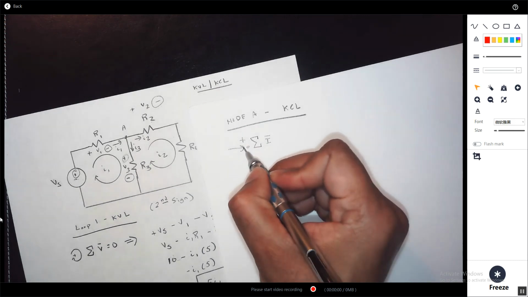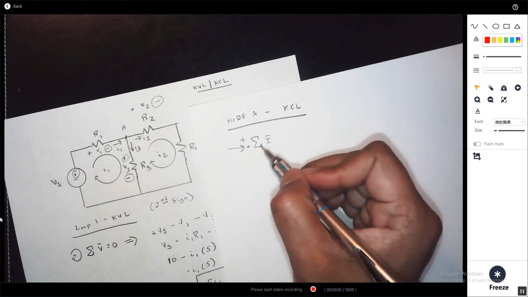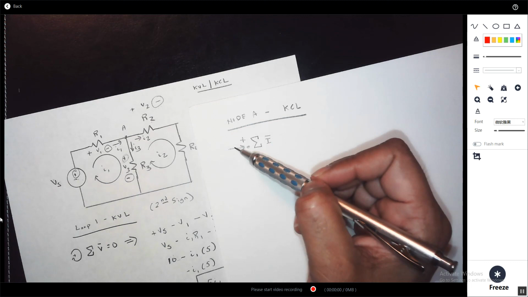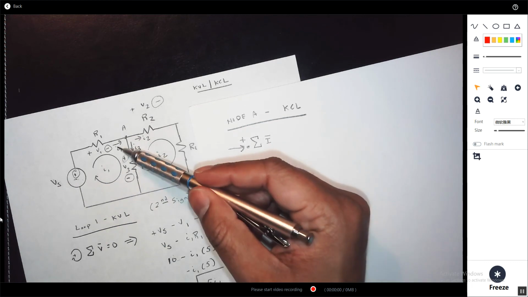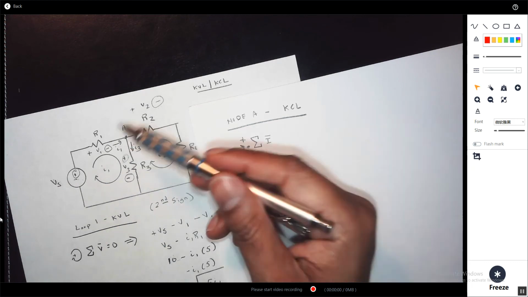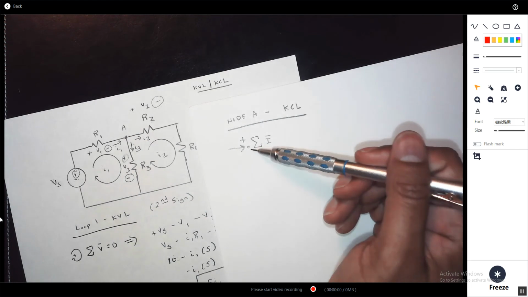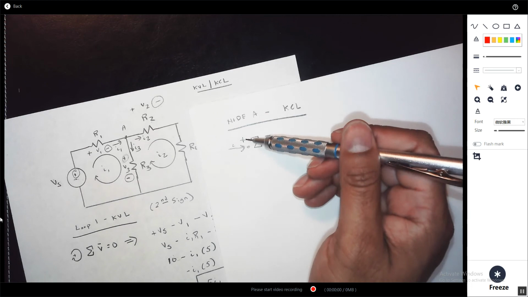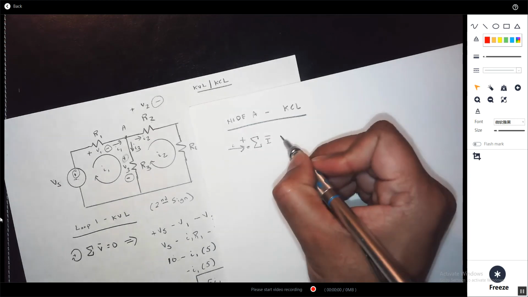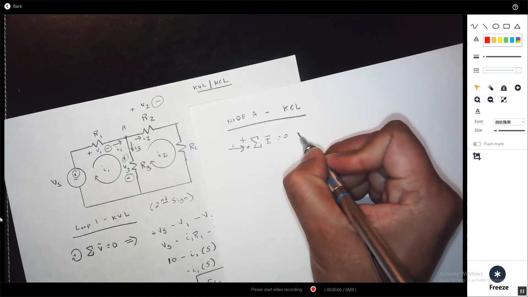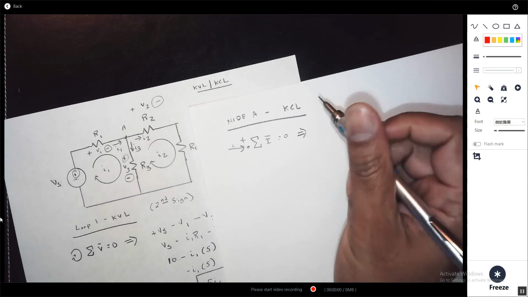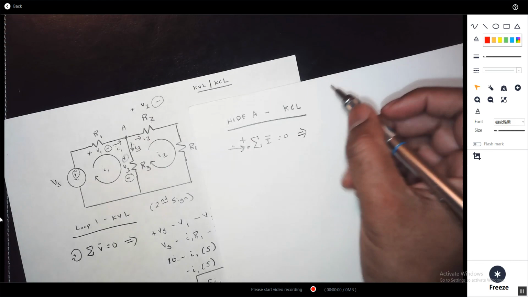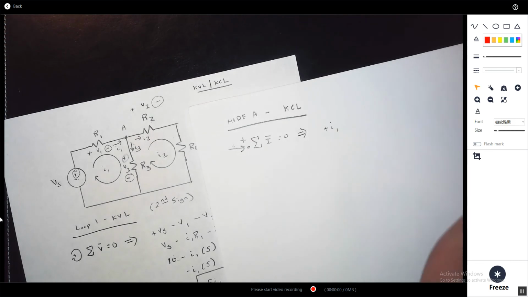Now I can assume going out of the node, but this node, this little dot represents this intersection here. This arrow represents this I here, this current here. If this current is going in, this current is going in, just like that, okay? That means that your current is positive. This whole summation is equal to 0. How do I apply this? Very simple. Is I1 going into node A? Yes. So it's plus I1.